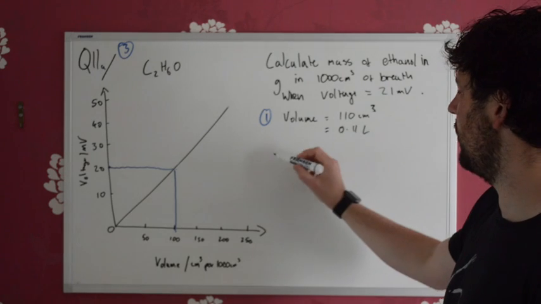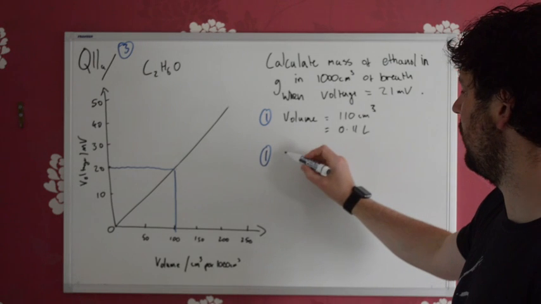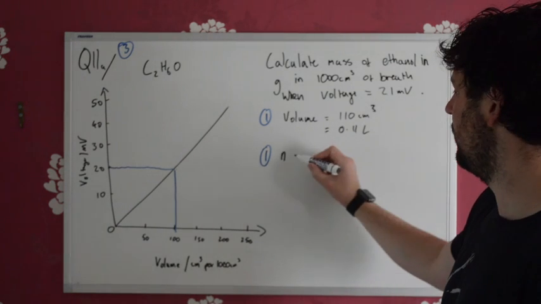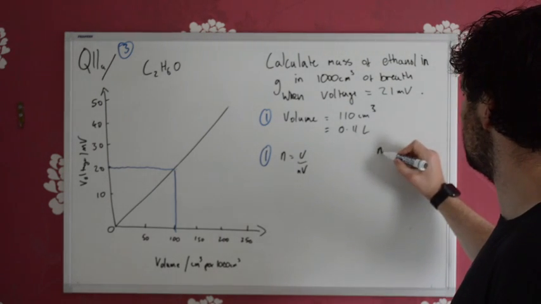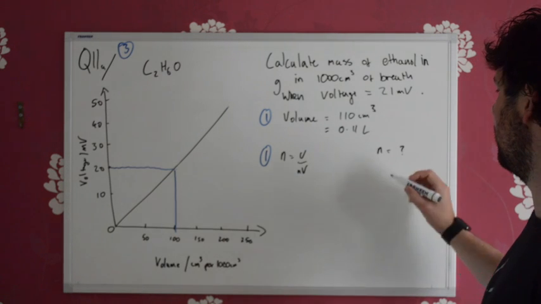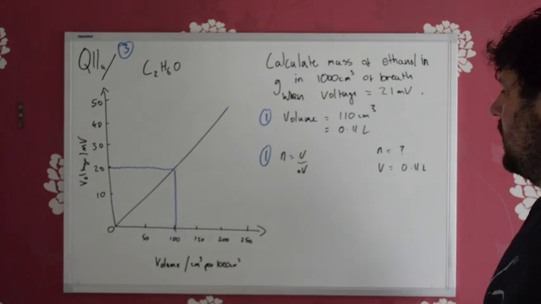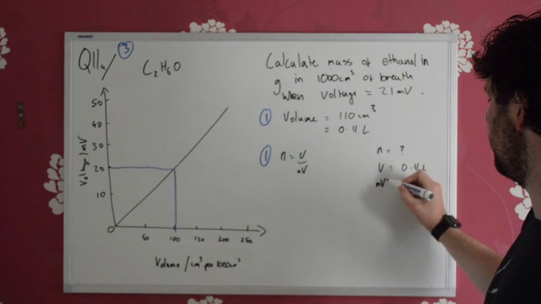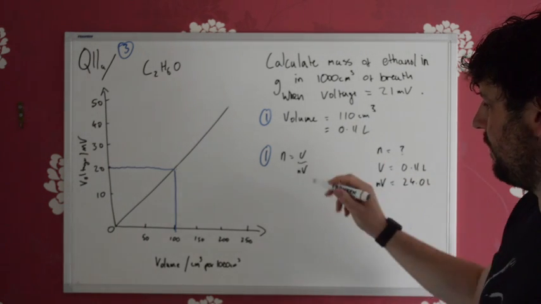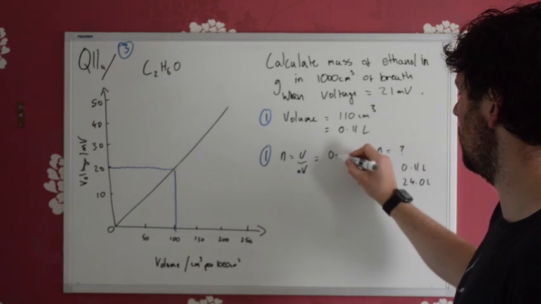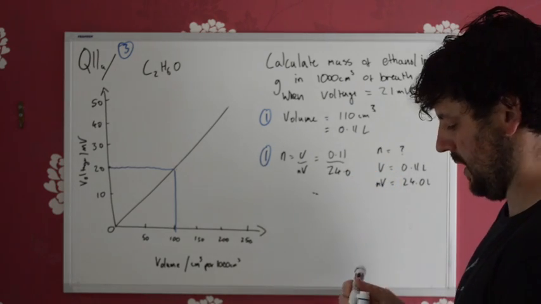The next section is we need to convert this volume into the number of moles. To do that, this is the Unit 3 part, we're going to use a formula that you may not already know: the number of moles is equal to the volume over the molar volume. So we're trying to work out the number of moles. We know that the volume is 0.11 litres. The molar volume from the question is 24.0 litres.